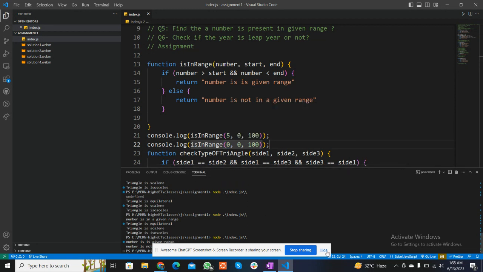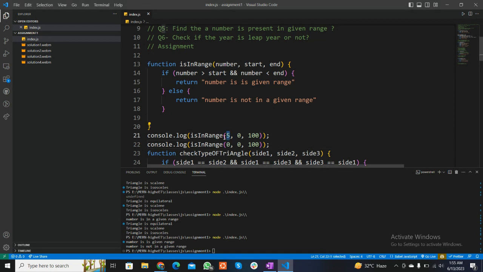So it is saying that the first number is 5, which is basically in between the range, and the second is not in the range. It is equal to the starting point of the range, which we have excluded here. Okay, so this is the solution of our fourth, not the fourth, the fifth question.